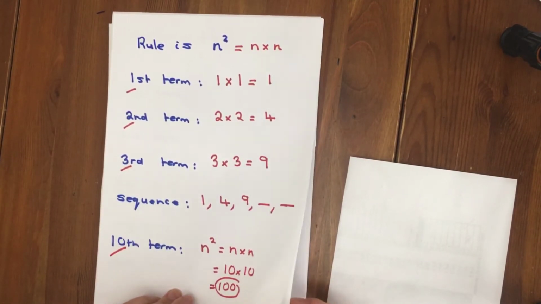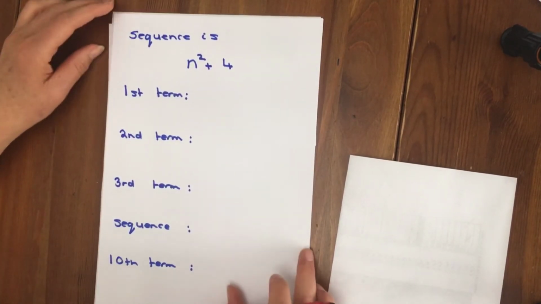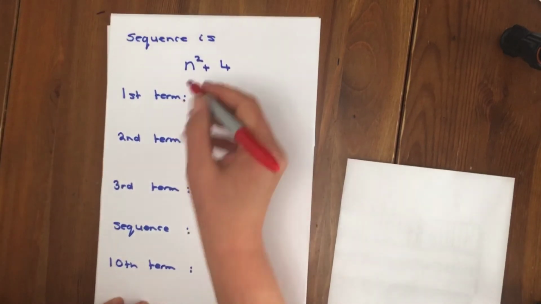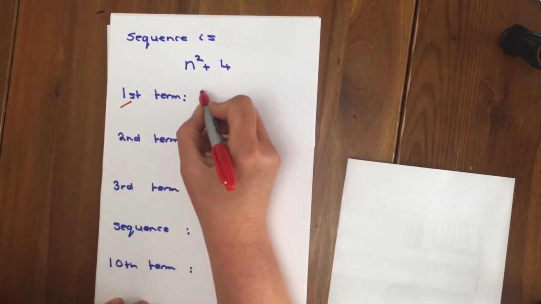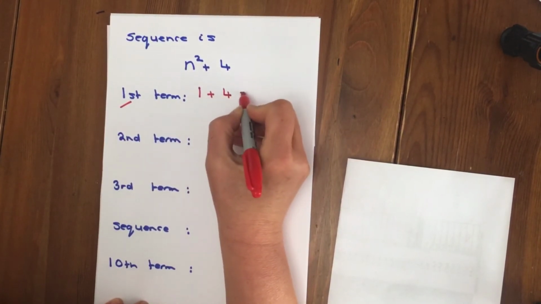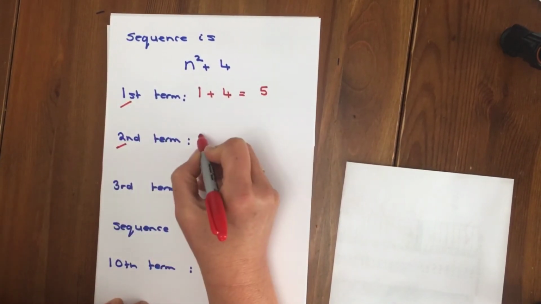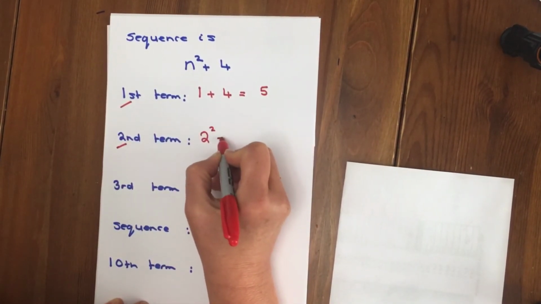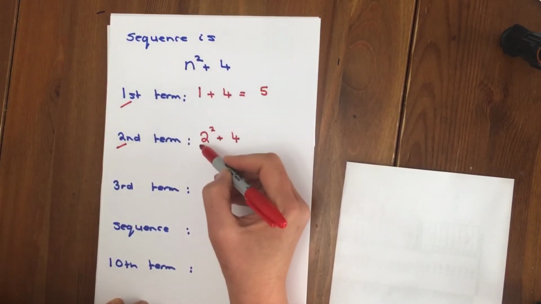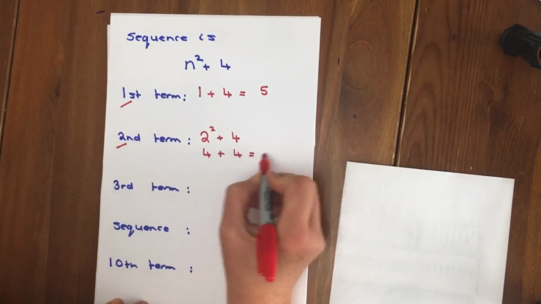So let's look at another squared sequence. Let's look at this one here. N squared plus 4. So we do exactly the same thing. N is 1. So I've got 1 squared, which is 1, plus 4. So I get 5. When n is 2, I'll have 2 squared plus 4. The 4 is staying the same, the n is changing. 2 squared is 4, add 4 is 8.